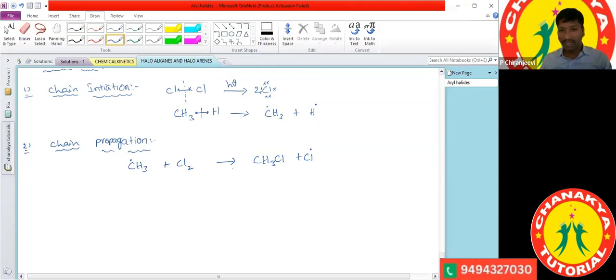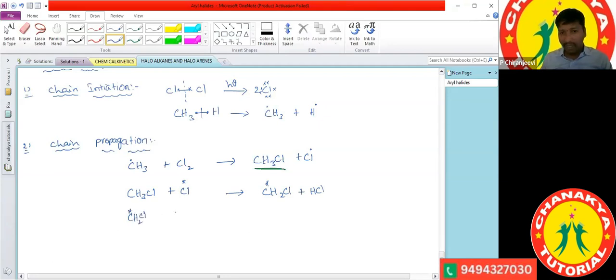Now let us see the second step. What is the first product you got? The first product you got here is methyl chloride. Now the second step: the methyl chloride, CH3Cl, again reacts with a chlorine radical. It forms CH2Cl radical plus HCl. And what is the CH2Cl radical?